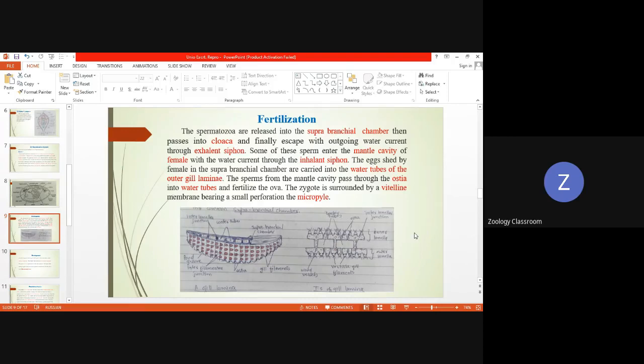Ostia, correct. So we have studied the structure of the inner gill lamina, and I have compared the structure of the inner gill lamina with that of the conductor's bag last time. Isn't it?